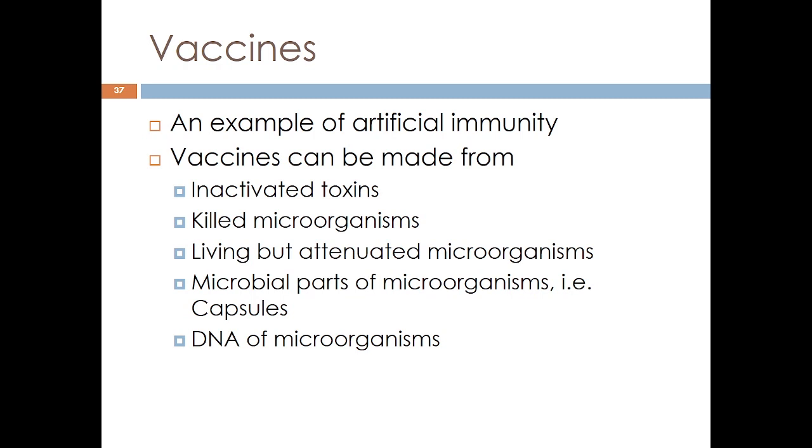And vaccines can be made from all different types of things. They can be inactivated toxins, killed microorganisms in whole form. They can be living but attenuated microorganisms, meaning that they're still alive, but they can't replicate or induce that toxicity that they normally could if they were present in their normal state.